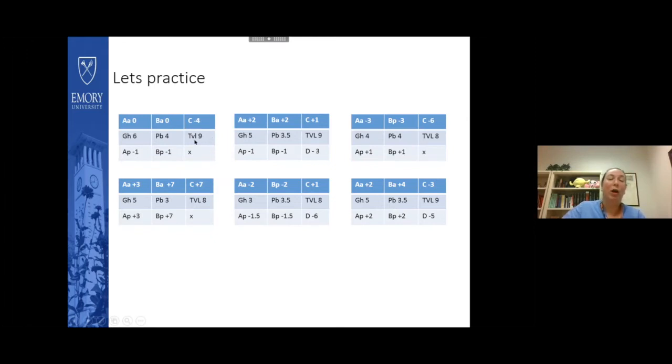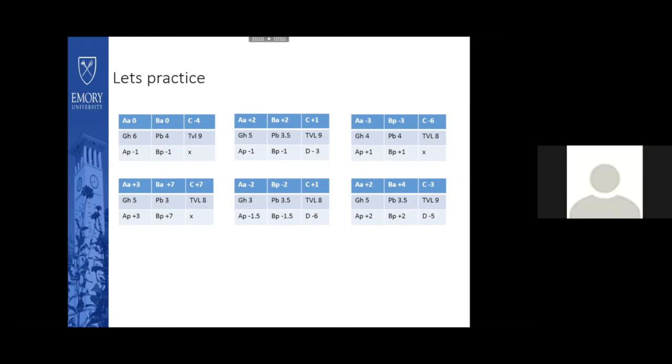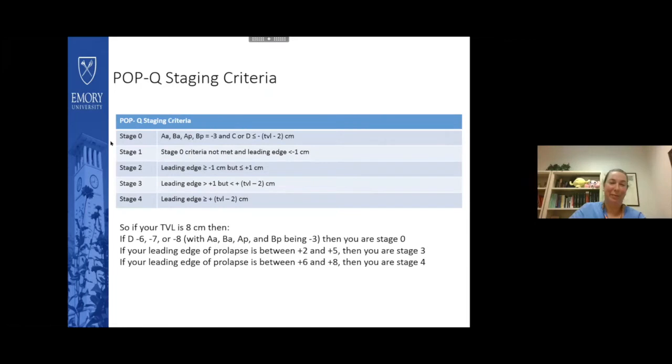So, just the overall picture of this one. This patient has a stage what anterior prolapse? Stage 1. No. Oh, it's 2? Yes. So, stage 2. Okay. All right.